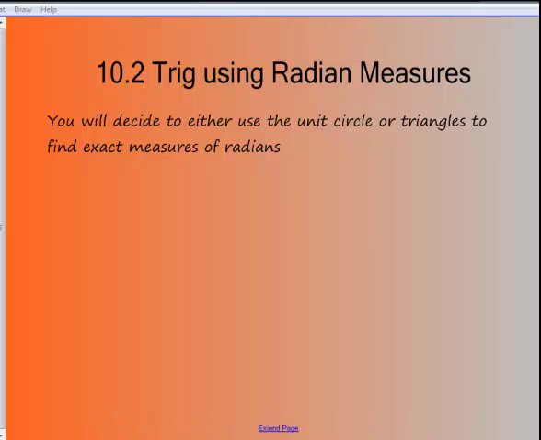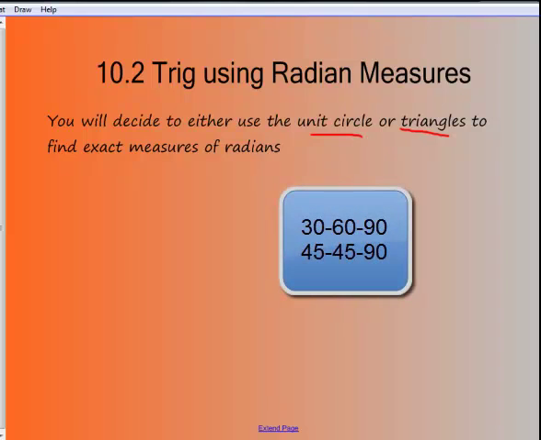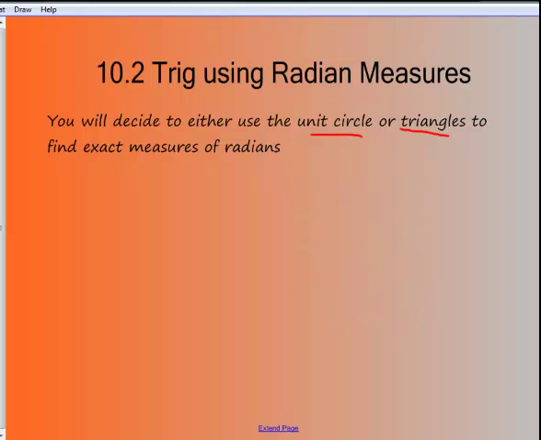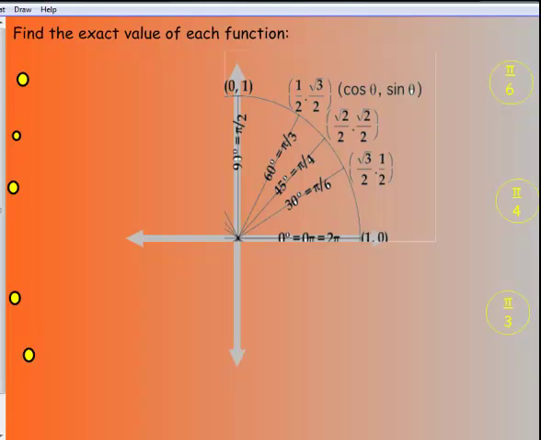We're going to practice using our radian measures, and we are going to have to find the exact measure of an angle when it's given to us in radians. So you have to decide whether you're going to use the unit circle or triangles. And by triangles, remember, I mean your 30, 60, 90 and your 45, 45, 90 triangles. So let's just get right down to it.